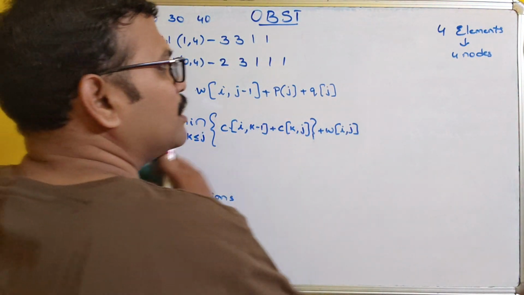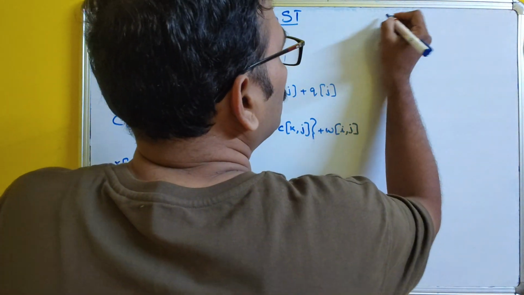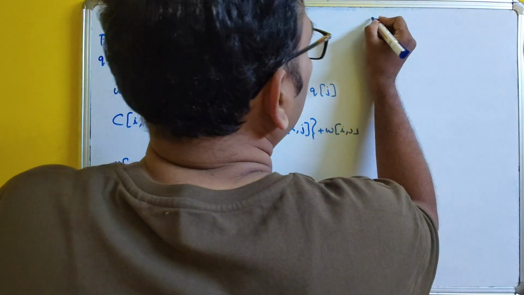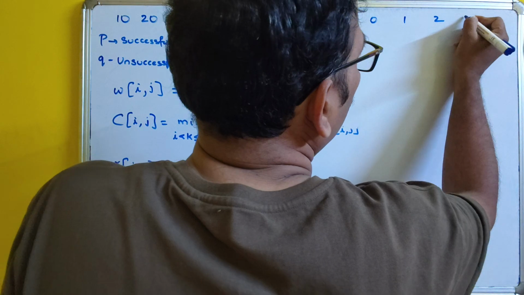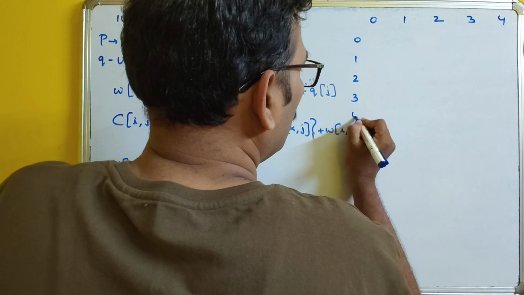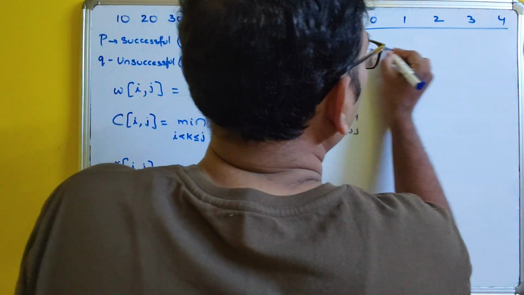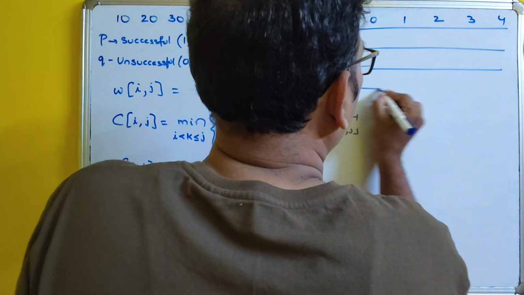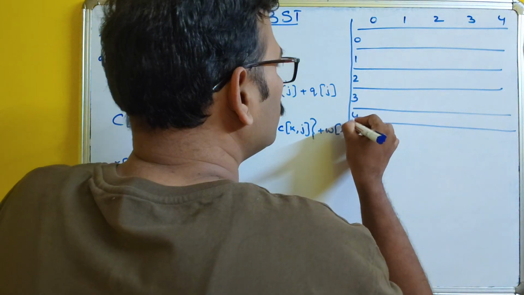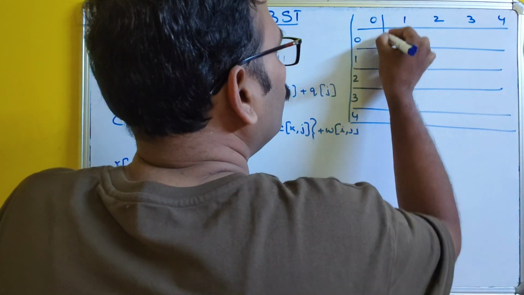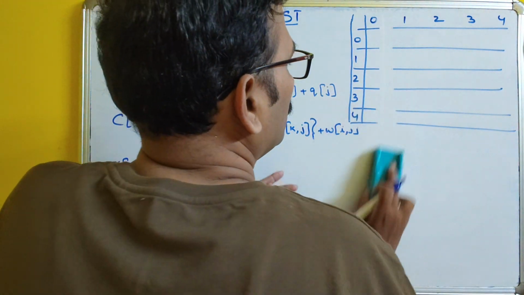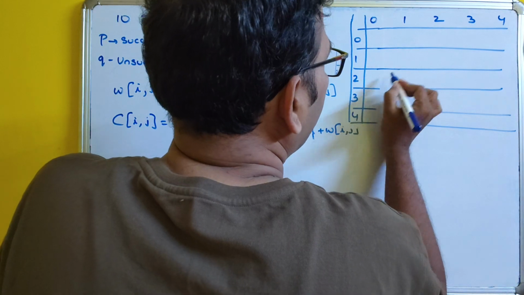Now, let us draw the tabular form. So I'll draw the tabular form here. I'll take 0, 1, 2, 3 and 4, and 0, 1, 2, 3 and 4. So we need to fill the table and find out the root and apply the backward process so that we will be getting the complete tree structure, right?